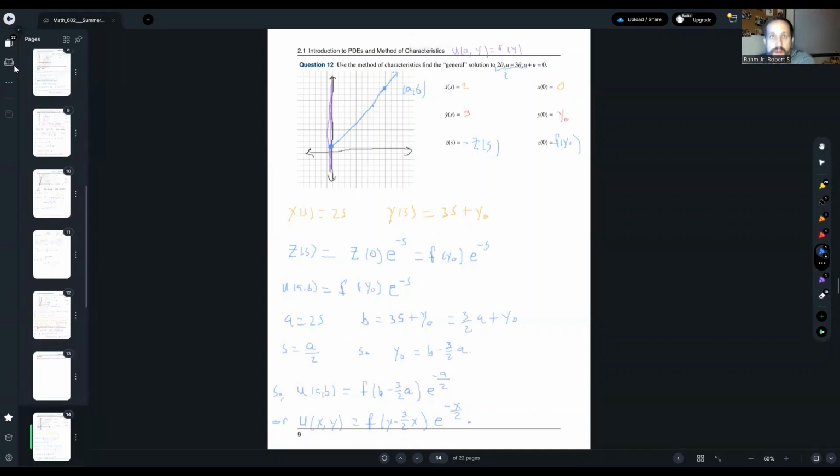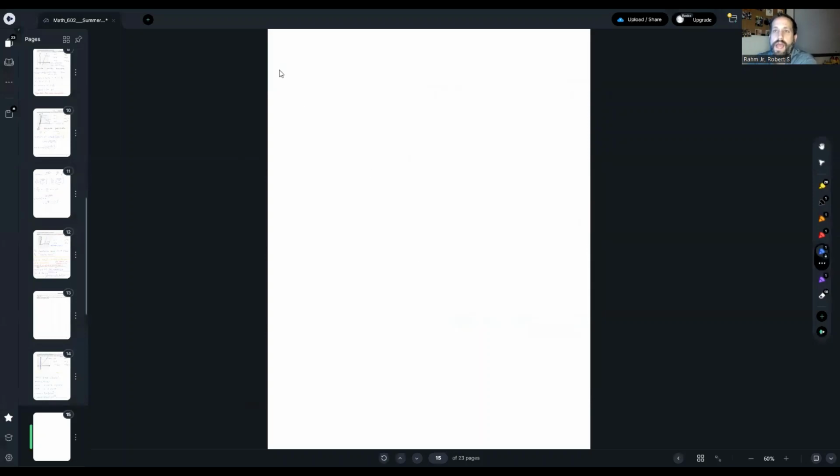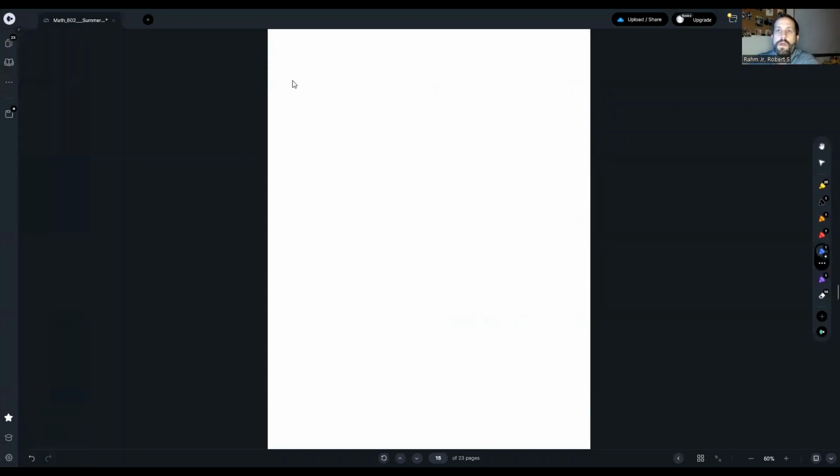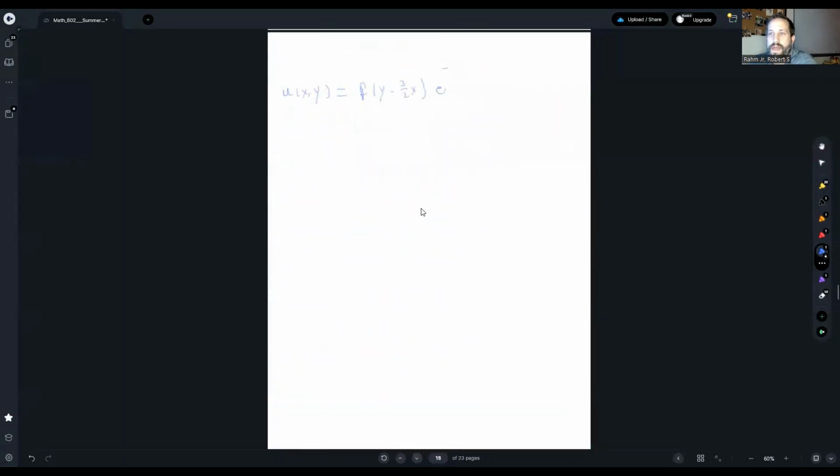satisfies the PDE. Now I need to figure out how to add a page again. Insert new page, insert after. Okay, so u of x, y is equal to f of y minus 3/2 x, e to the minus x over 2.